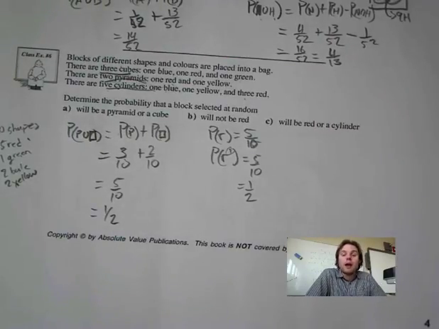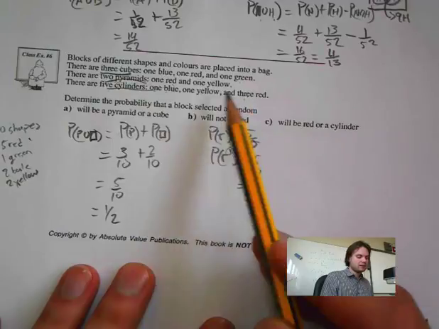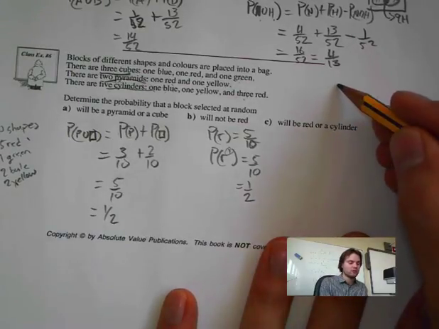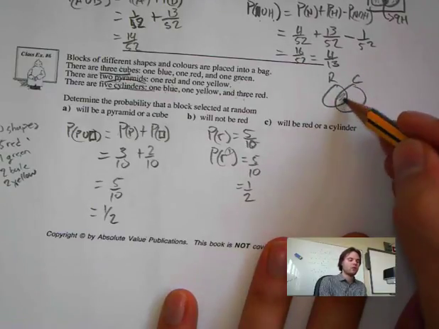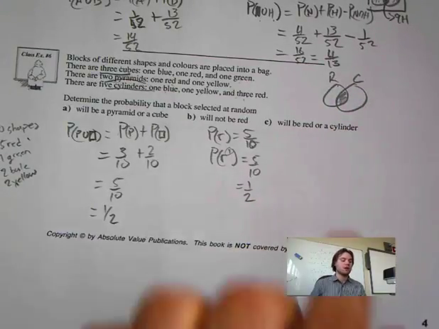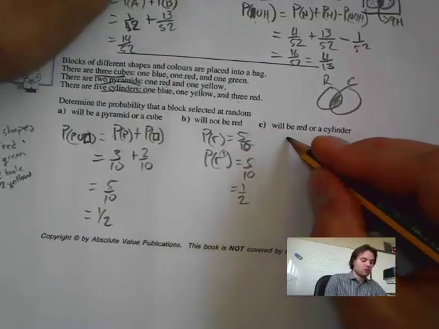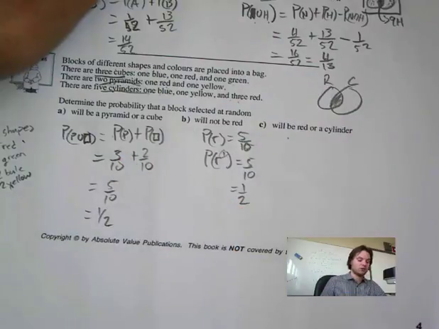So, will be red or a cylinder. If I look at this, there are some that are red and a cylinder, aren't there? If some are red and a cylinder, that means we have an overlap. If I drew this out, this is red, this is a cylinder, we have that overlap there. Some of them are both. So we're going to have to subtract this once, okay? Because otherwise, we're counting them twice.